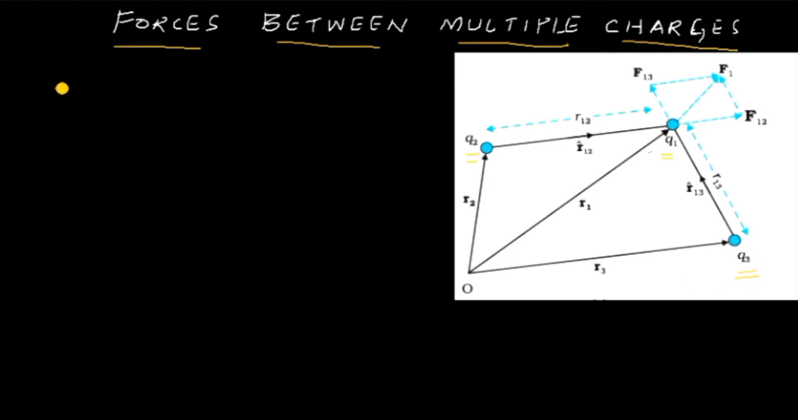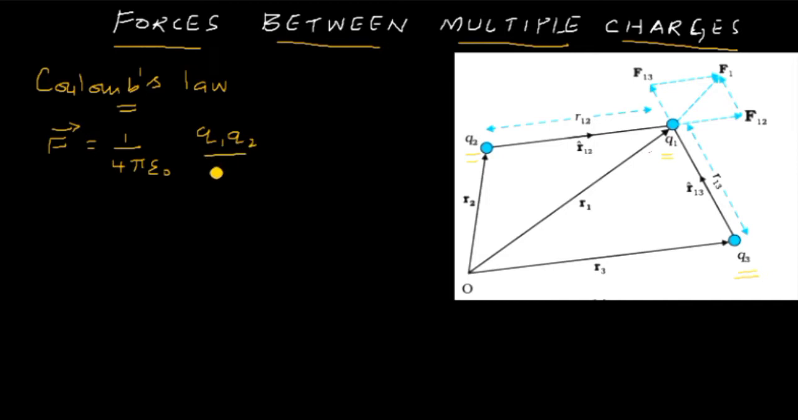Dear students, we are already familiar with Coulomb's law, right? We know what Coulomb's law is. It is a very familiar law for calculating the electrostatic force between two charges in a system. When we have two charges, the electrostatic force can be written as 1 upon 4 pi epsilon naught Q1 Q2 upon R square into R cap. This R cap represents the direction along which the force is acting between the two charges.